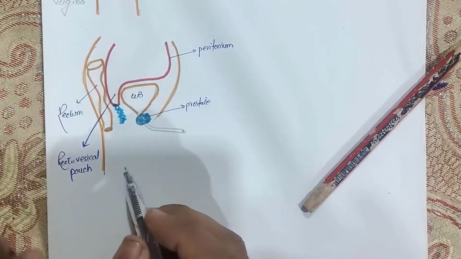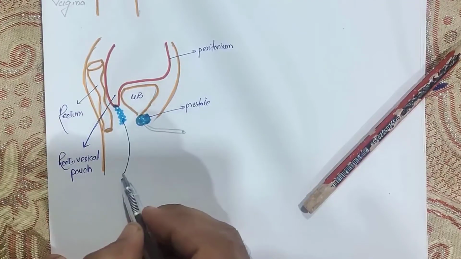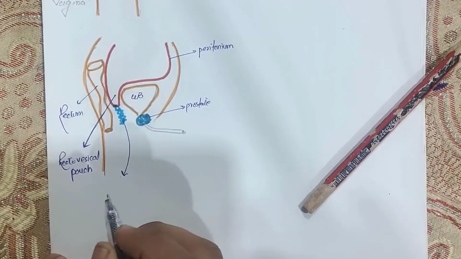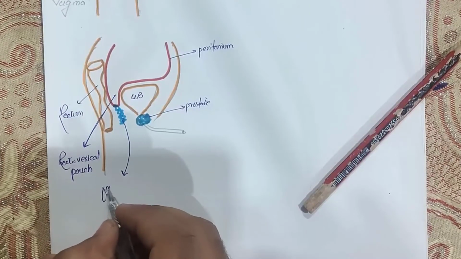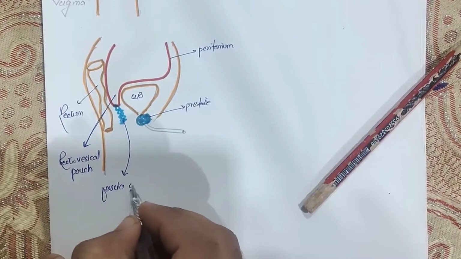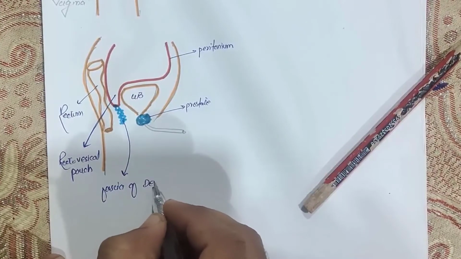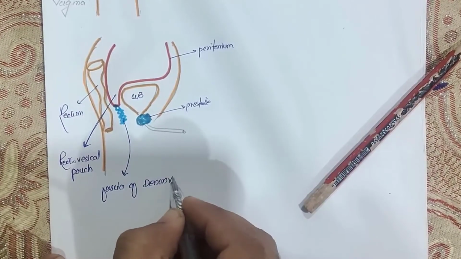And then there is another fascia hanging there. This fascia is called the fascia of Denonvilliers.